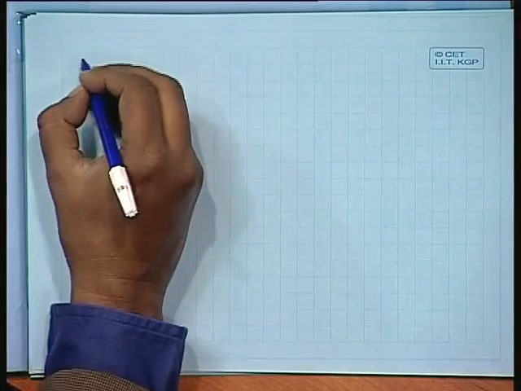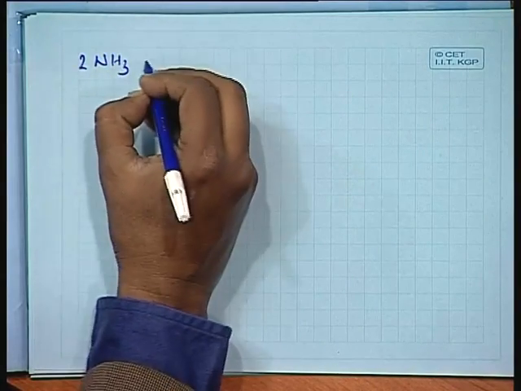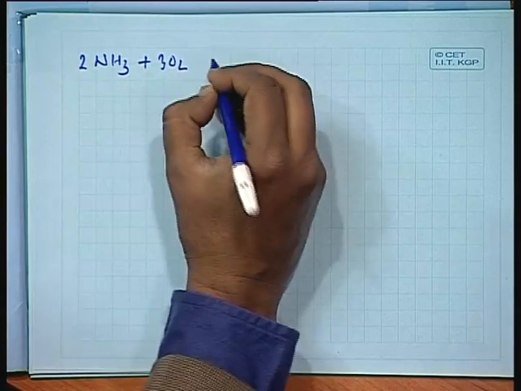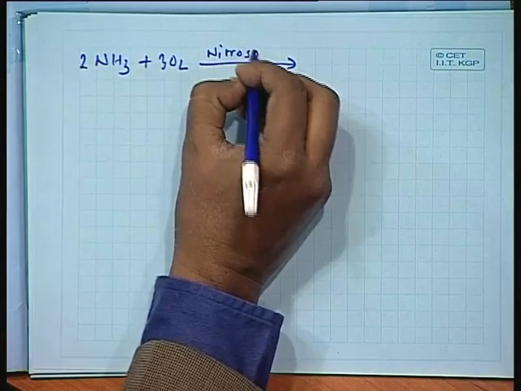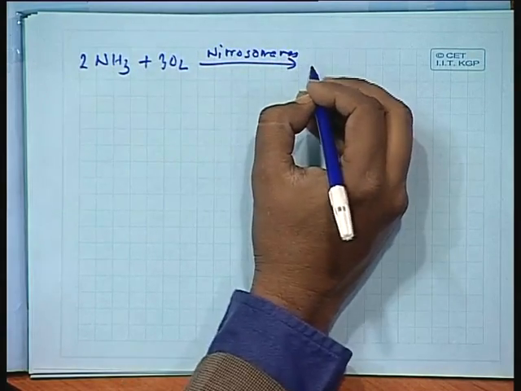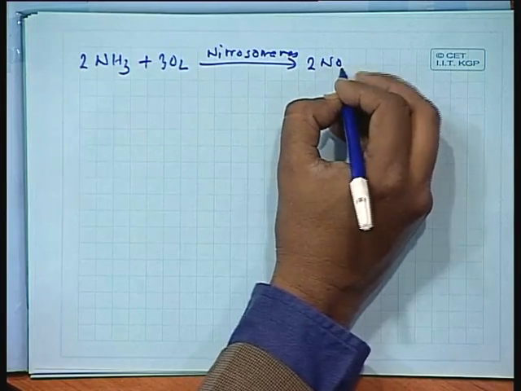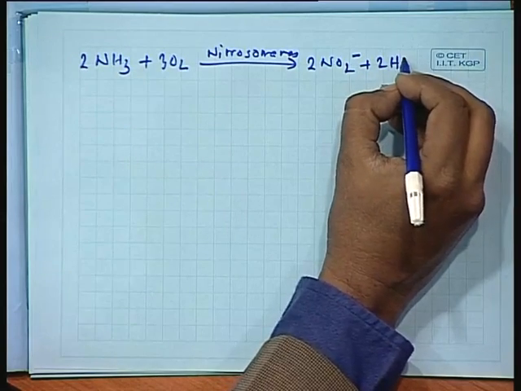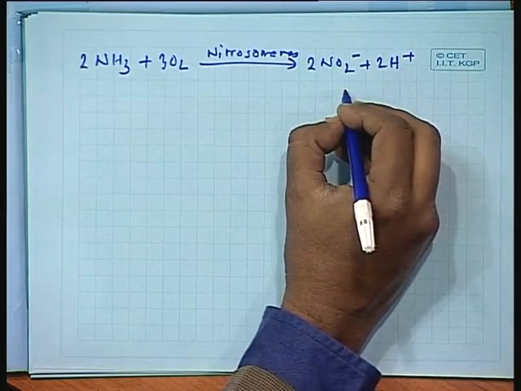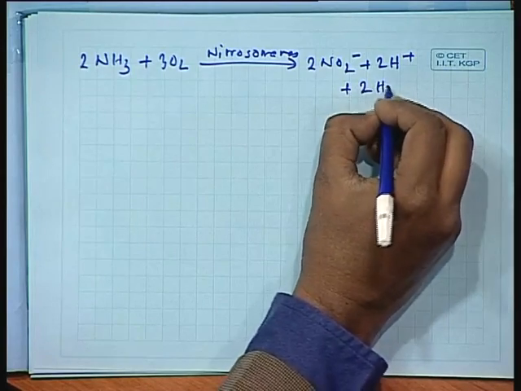Okay. Anyway, let me start here. As we have been explaining this reaction, let me write it again. Here this one is 2NH3 plus 3O2, with Nitrosomonas, forms 2NO2 minus plus 2H plus, this is the hydrogen ion released, plus 2H2O. This is one stage.